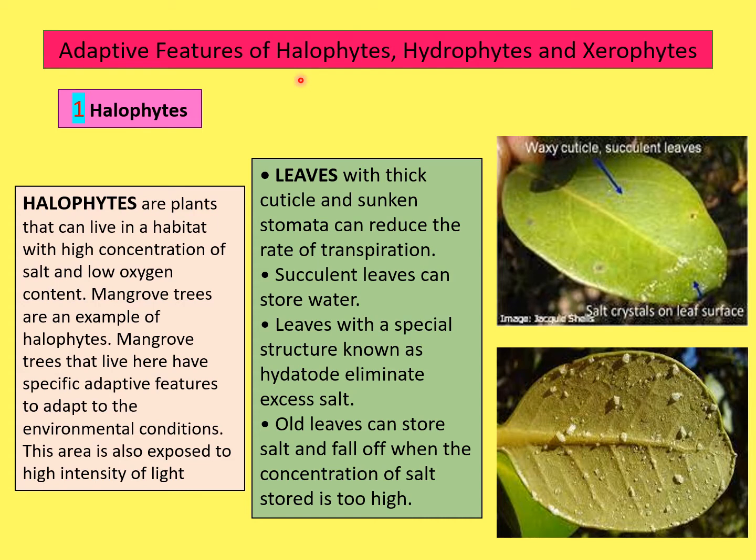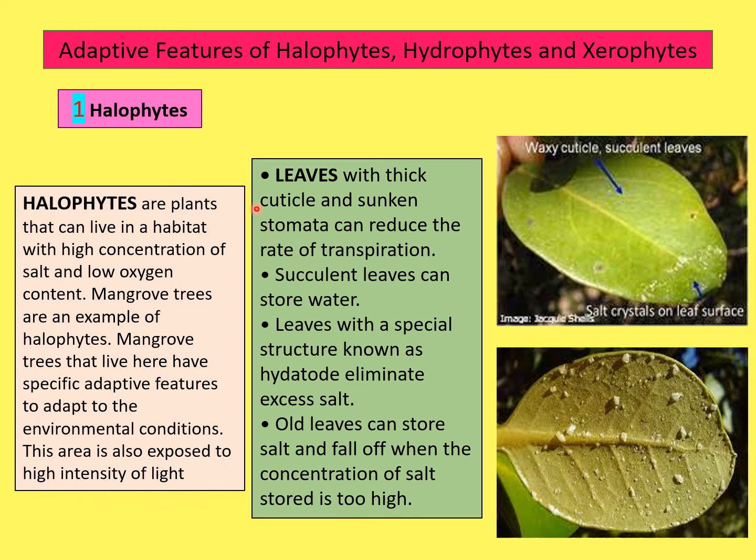Adaptive feature of helophytes, hydrophytes, and xerophytes. Okay, we look at the first one, helophytes. Helophytes are plants that can live in a habitat with high concentration of salt and low oxygen content. Mangrove trees are example of helophytes. Mangrove trees that live here have specific adaptive feature to adapt to the environmental conditions. This area is also exposed to high intensity of lights.